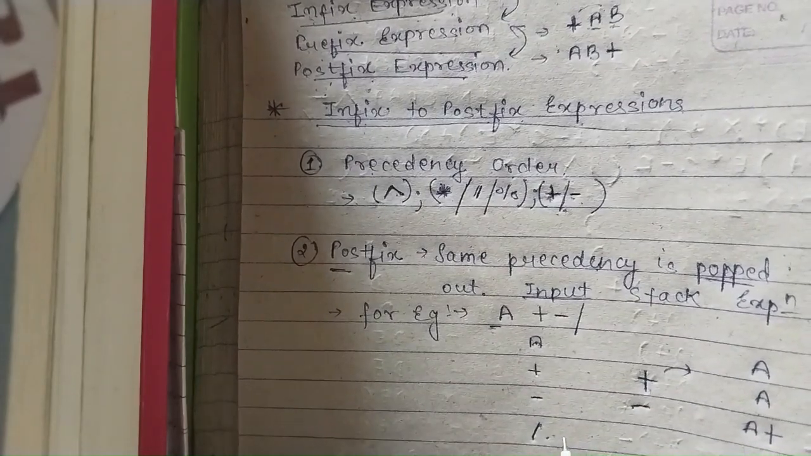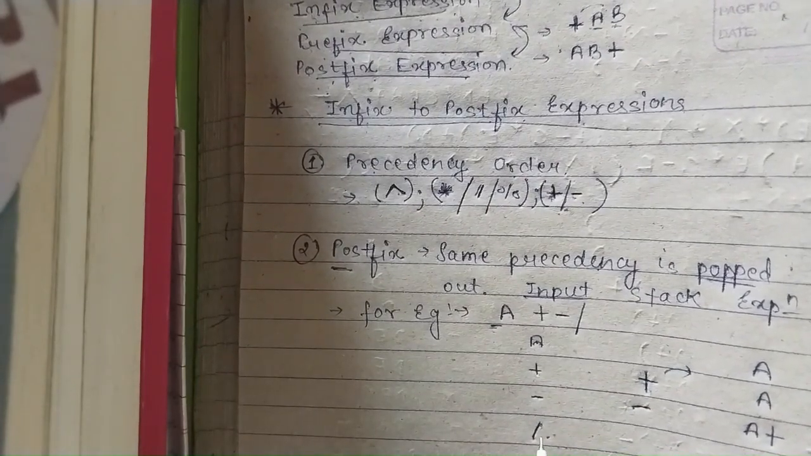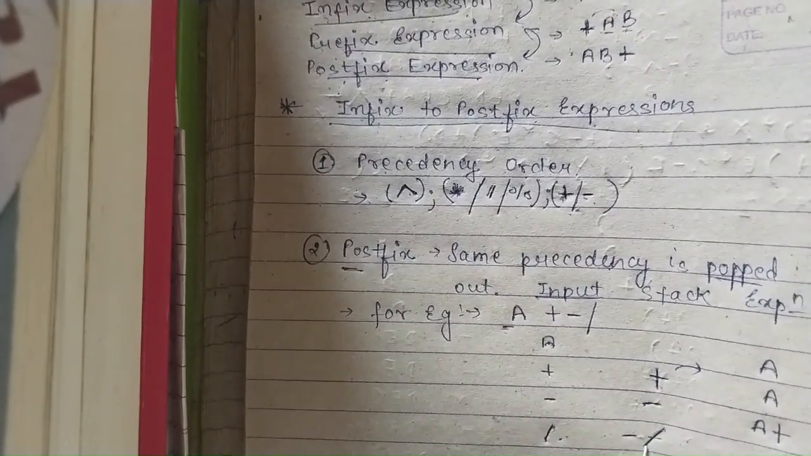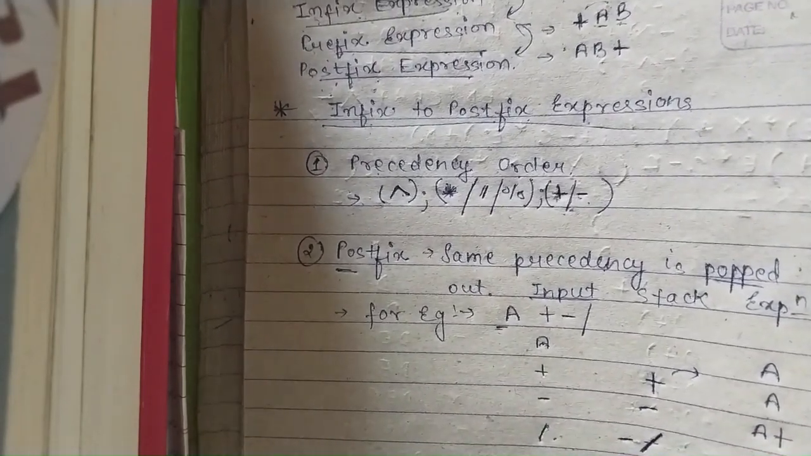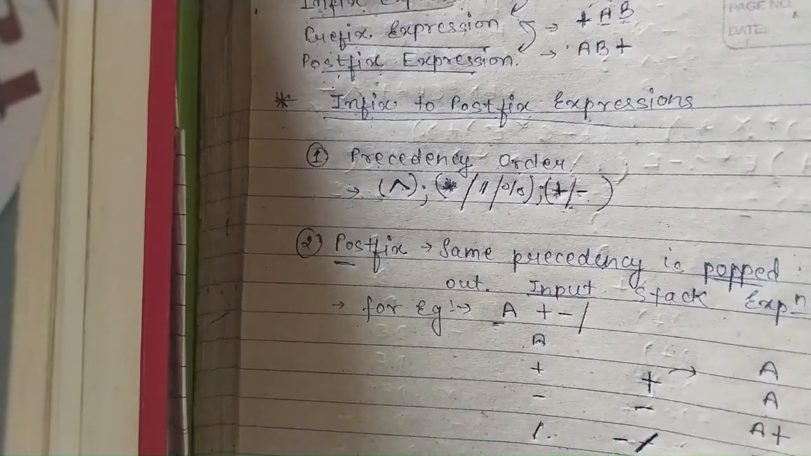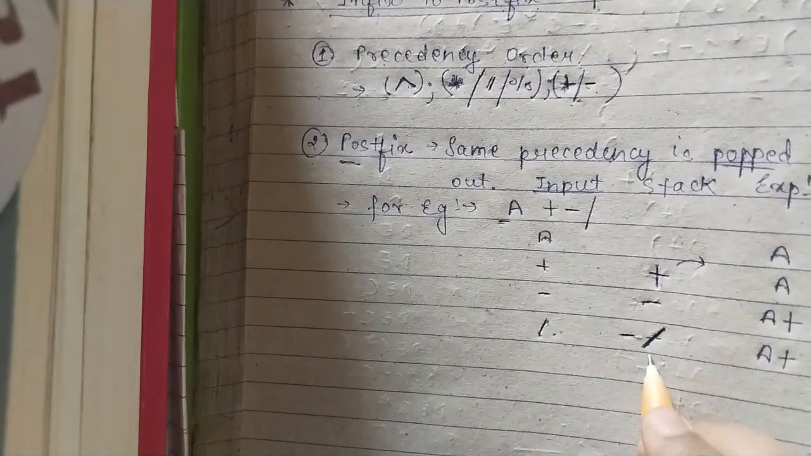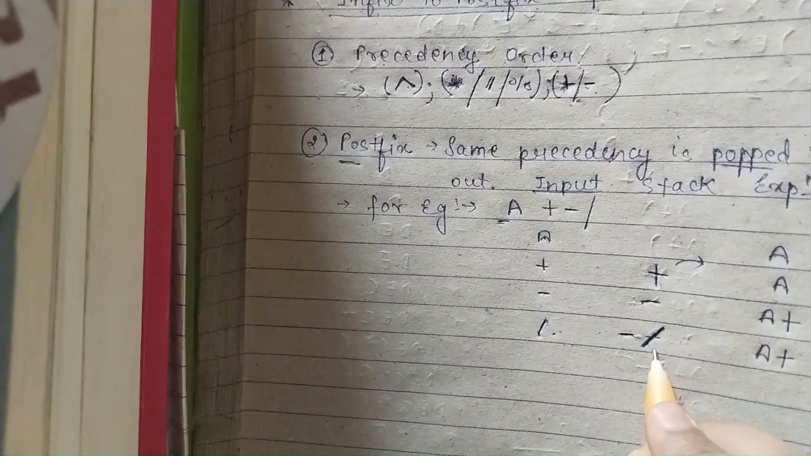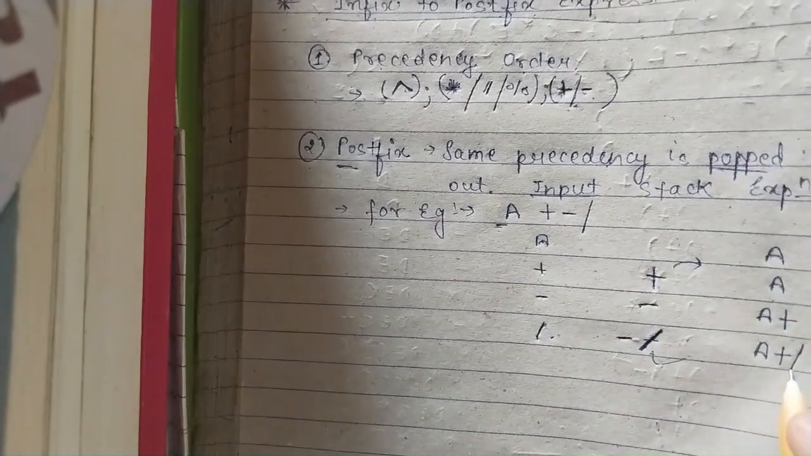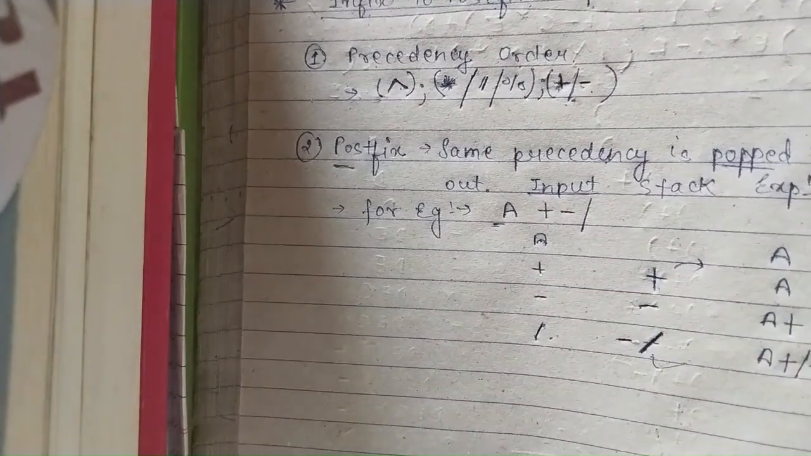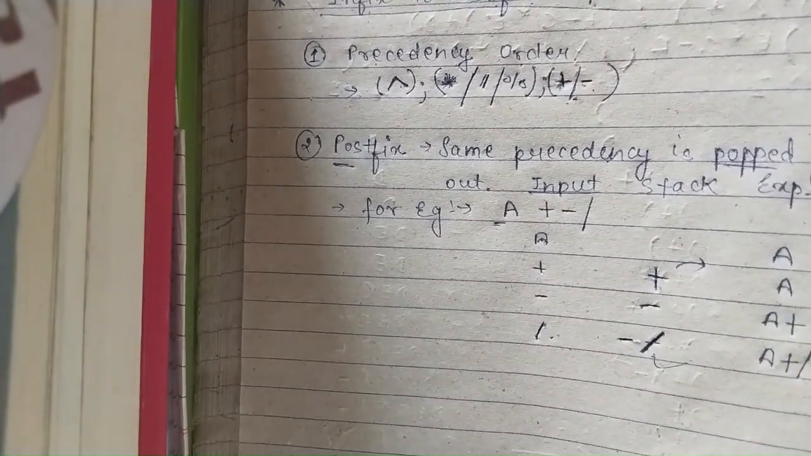Keep in mind that the operator which has the higher precedence is always on the right hand side of the lower precedence one. So A plus. Now there are no further operators, so these will be popped out one by one from the right hand corner. So divide will get popped out first and then your minus. I hope this is clear.